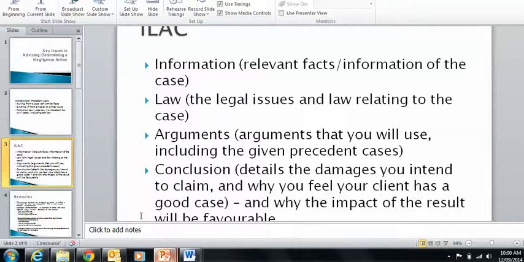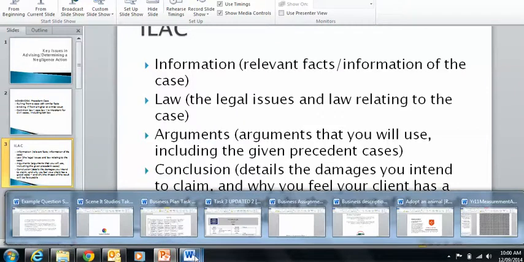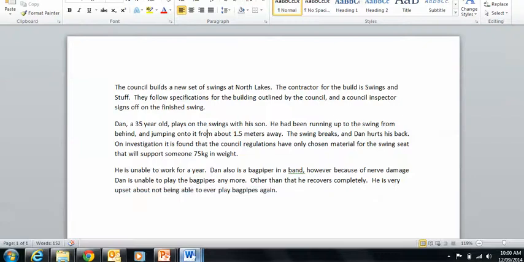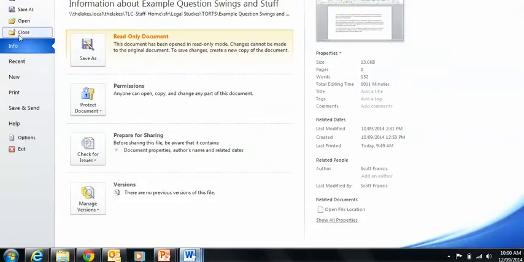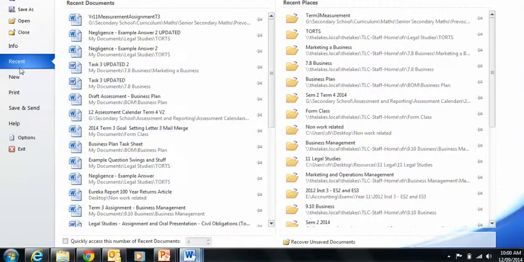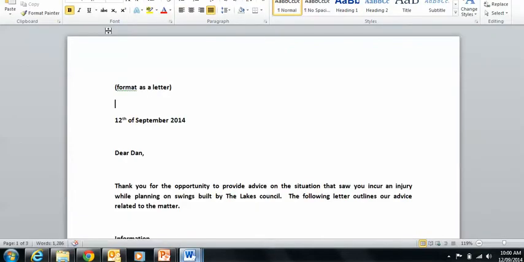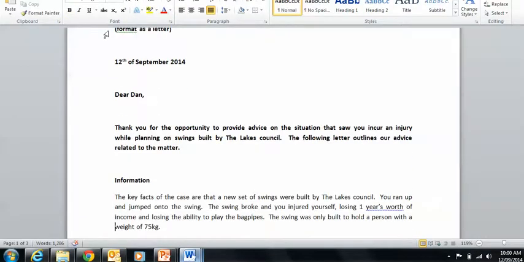Okay, let's have a look at my answer, just to see if there's anything here, like with the content, that we've missed. Okay, I said the key facts. So, format as a letter, right? My Dear Dan letter. Just have a look at that introduction. There are no marks associated with how nicely the introduction flows. Just make sure you're responding to Dan and his request for advice. That's all I ask there.